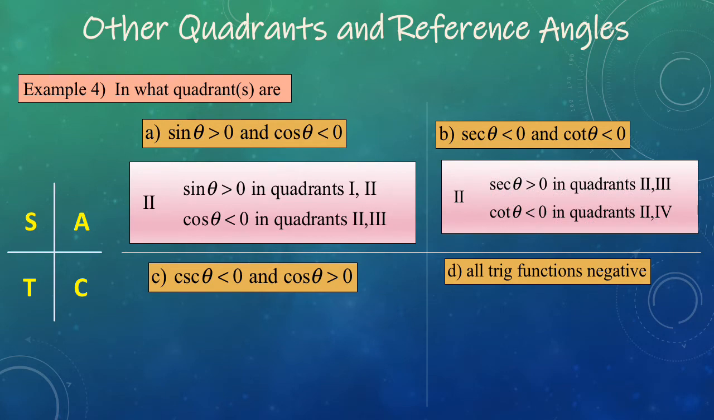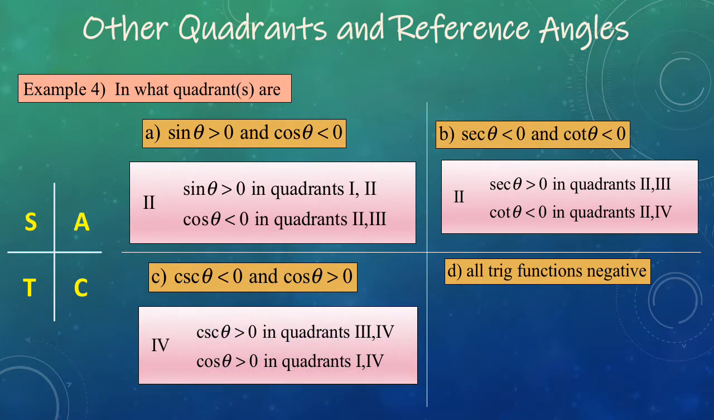In B, we would like to know in what quadrants are secant theta negative and cotangent theta negative. When we think secant theta being negative, we also think of cosine theta being negative. And cosine theta is negative, as we just saw, in quadrants 2 and 3. When we think of cotangent theta being negative, we think of tangent being negative. And since tangent theta is positive in quadrants 1 and 3, it is negative in quadrants 2 and 4. So again, the only quadrant that these two have in common is quadrant 2.